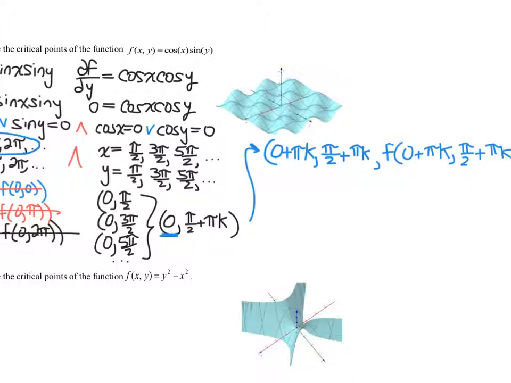So the other way around would be to say this group of x's with that group of y's, in which case I would say pi over 2 plus pi k, 0 plus pi k, or just pi k if you want, and then f of all that.